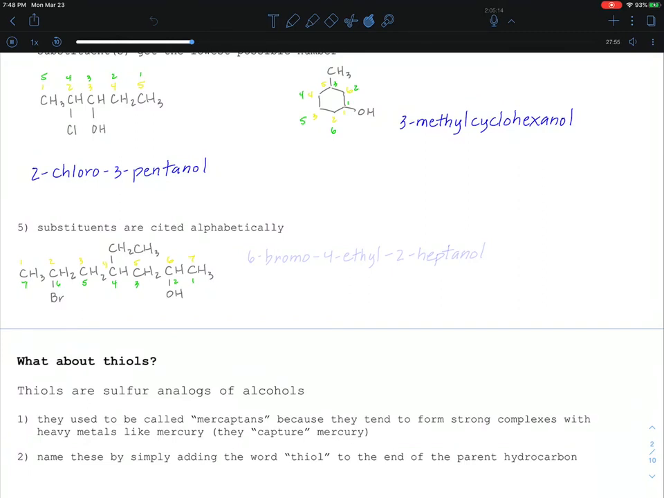So because we have 2 totally different substituents, we're going to cite them alphabetically. And bromo comes before ethyl, even though 6 is bigger than 4. So it's 6-bromo. And then dash, because we use these to separate our numbers from our words. So it'll be 4-ethyl, 2-heptanol.